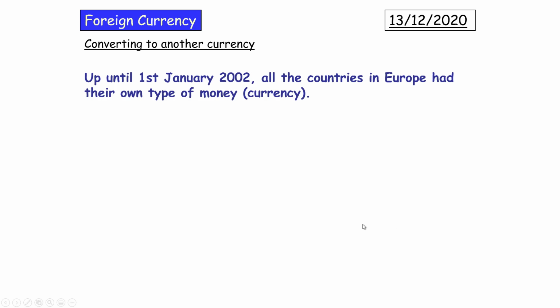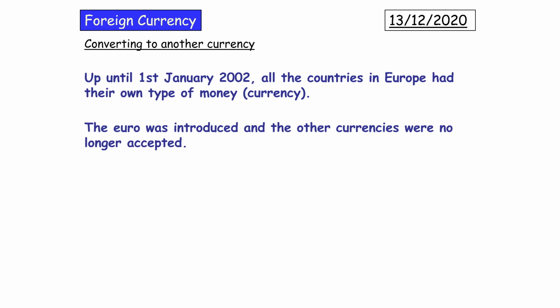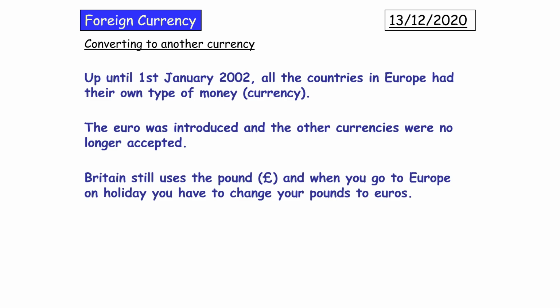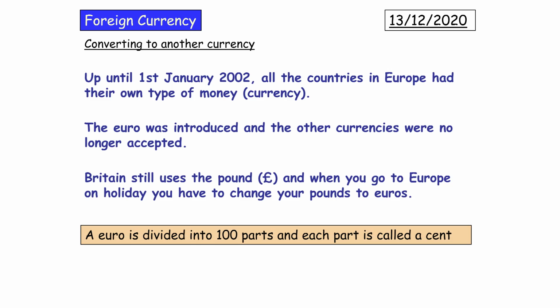Right, so converting to another currency, what tends to happen now is we convert into euros, because in Europe the countries all use the euro. Now this changed in January 2002, because before that all the countries had their own currency and then they switched to the euro. Okay. Britain still uses the pound, so when you go on holiday you're going to have to convert your pounds to euros, and a euro is divided into 100 cents.